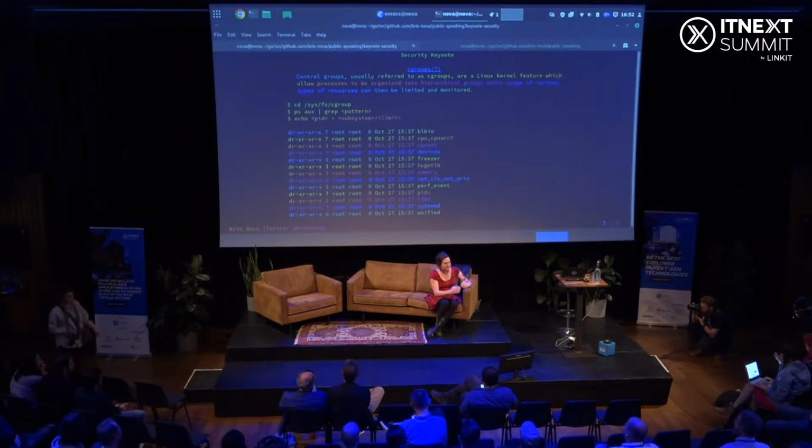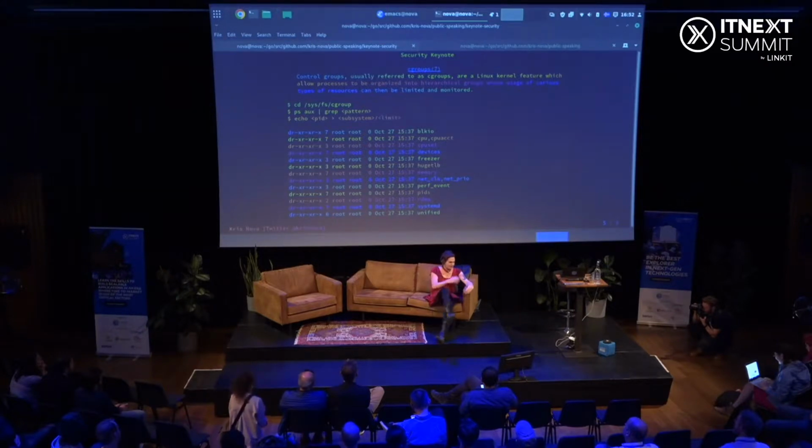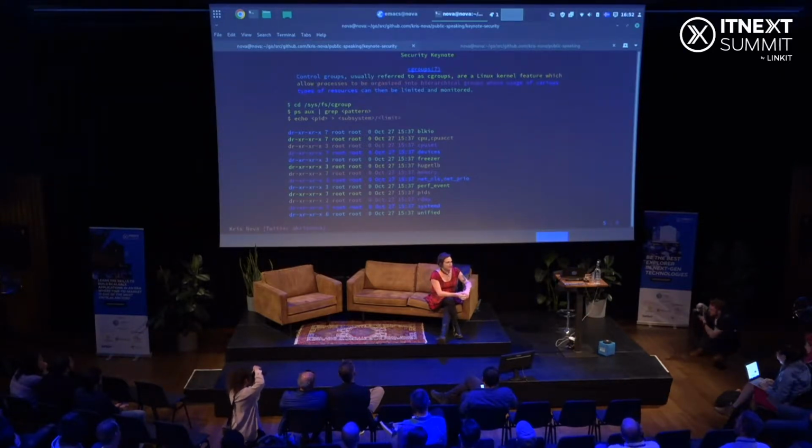So basically, in a computer system, you would have a process. Like everything that you do on a computer system like Linux would have a unique process ID called a PID. And a cgroup is a way of grouping these processes together and putting boundaries on them.